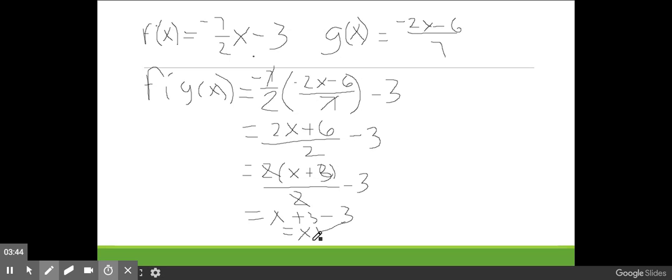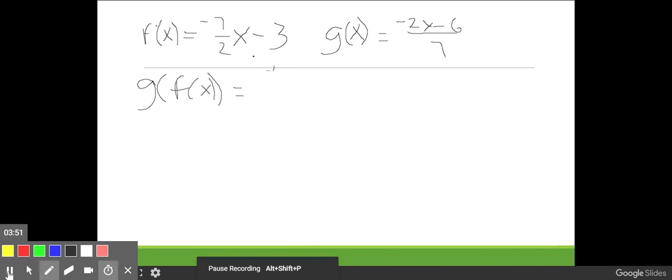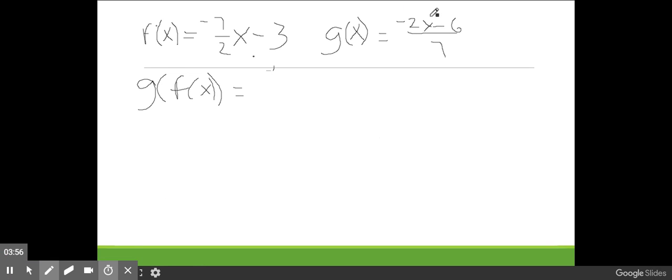But now we're not done. We want to do the opposite way and show that g of f of x also equals x. To show g of f of x equals x, we're going to take the g function, and for this x, we're going to plug in the f function. So negative 2 times 7 over 2x minus 3, minus 6, all over 7. Where we saw an x up here is where I plugged in the entire f function, plugging f into the g function, and now we're going to multiply.